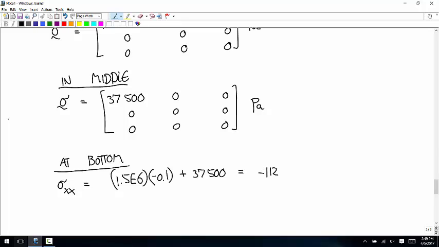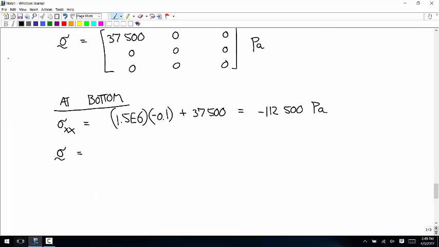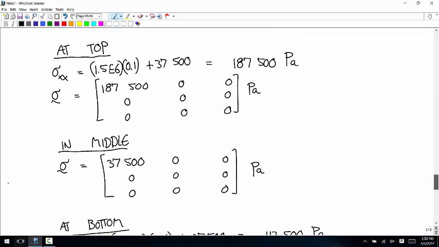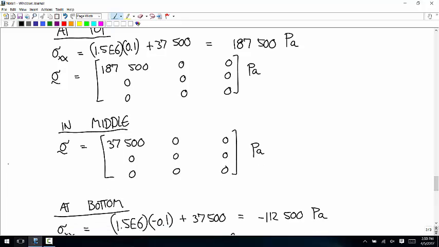Negative 112,500. So the stress tensor is negative 112,500 and zeros. And the principal stresses are the diagonals of that because there's no shears, and the max shear is half of that. So these are only 3 points, but it's a linear relationship with y, so you can sort of see the trend here. But the biggest shear stress, thinking of absolute value, comes at the top of the beam, and so that's where you're most likely concerned about this breaking.